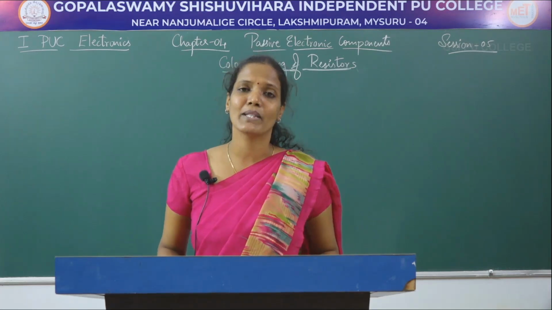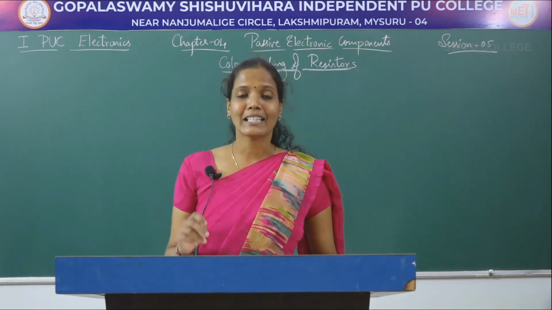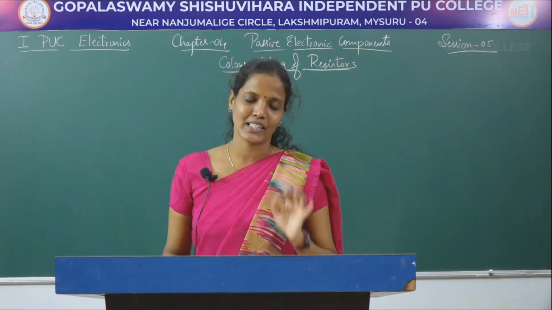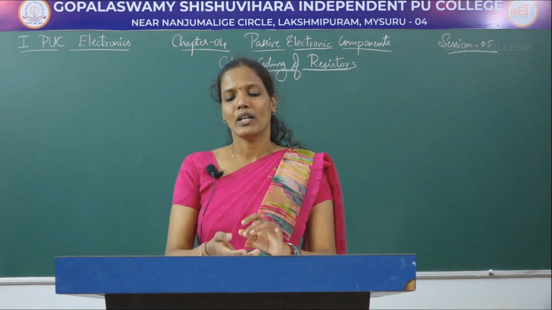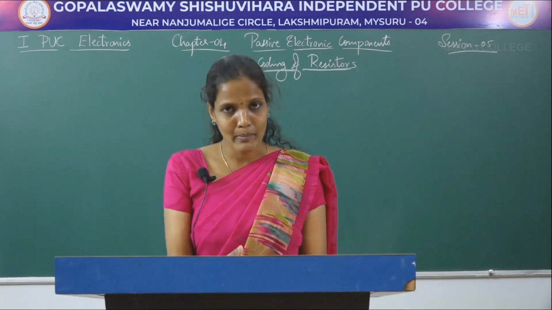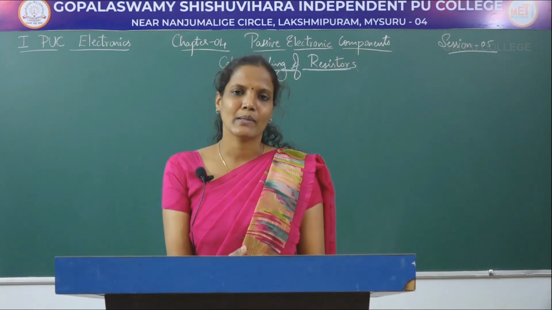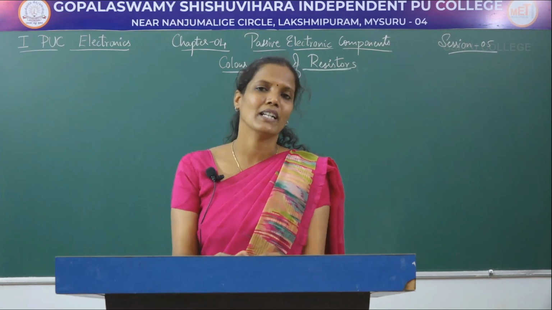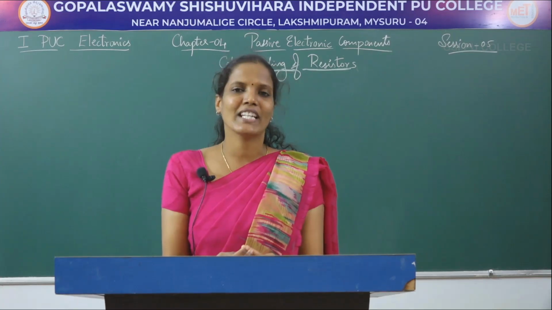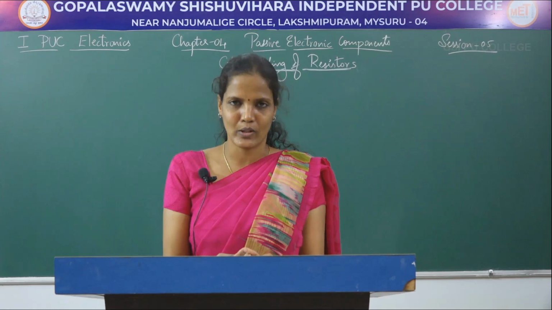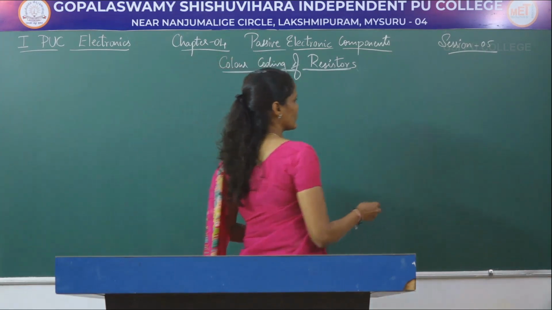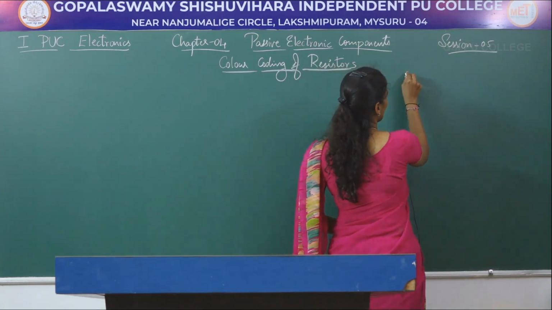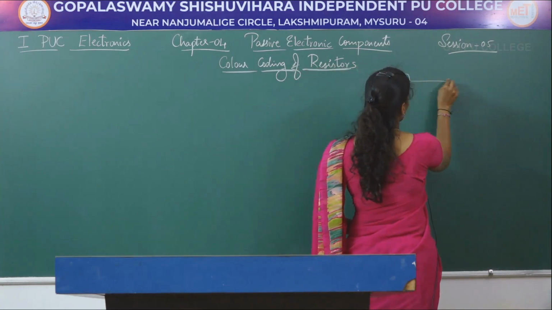So, in today's session we will be studying how to calculate the resistance value of the given resistor with the help of the color bands. For that we have to know the color coding table. So, what is this color coding table? The color coding table is nothing but a table with the help of which we can easily identify the resistance value of the given resistors. Resistors can either be 4 band resistors or 5 band resistors.